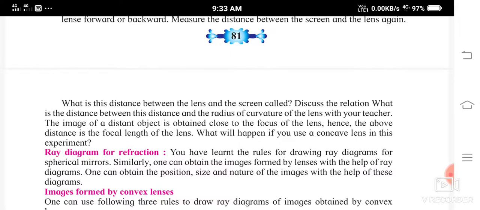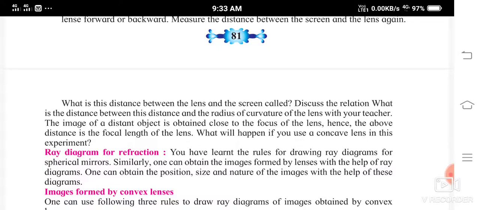So now, what is asked here? Discuss the relation between this distance and the radius of curvature of the lens with your teacher. The image of a distant object is obtained close to the focus of the lens. Hence, the above distance is the focal length of the lens.